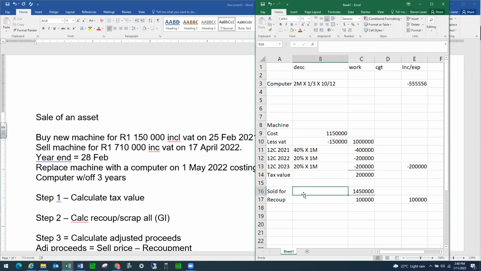You'd say sold for 1,710,000 times 100 over 115, plus 1,710,000 times 15 over 115, which gives 1,486,957 plus 223,043. How much is your recoupment limited to?